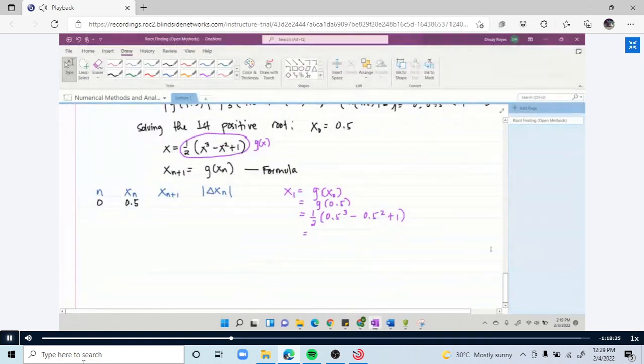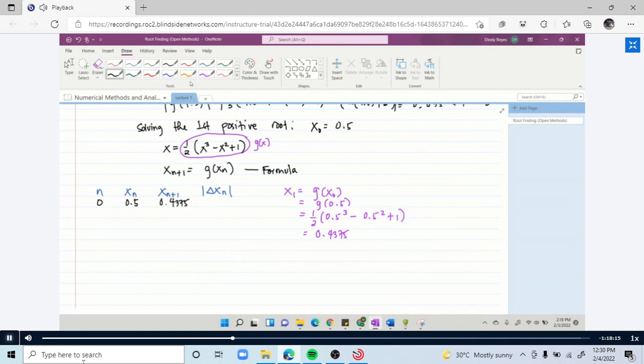Right? So, ito yung sinasolve natin kanina. What's the value of x sub 1? What I have here is 0.4375. Do you have the same value? 0.4375. This is x sub 1. Tama ba?